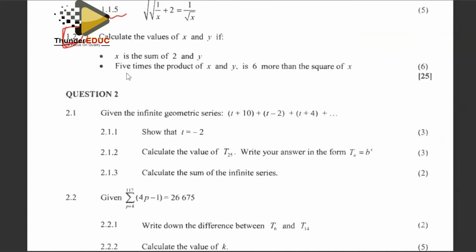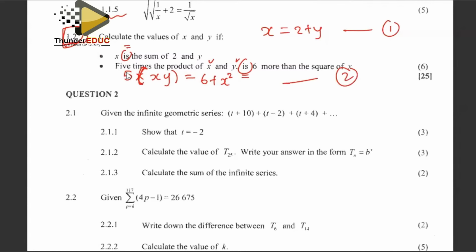All right, so calculate the values of x and y if x is the sum, okay, "is" could represent the equal sign, meaning that x is equal to 2 plus y. Call that equation 1. And then 5 times the product. So 5 times, okay, let me use brackets for times. The product means multiplication of x and y. So that is xy is, okay, we said "is" is an equal sign, 6 more than the square of x. 6 plus x squared. This is equation 2.